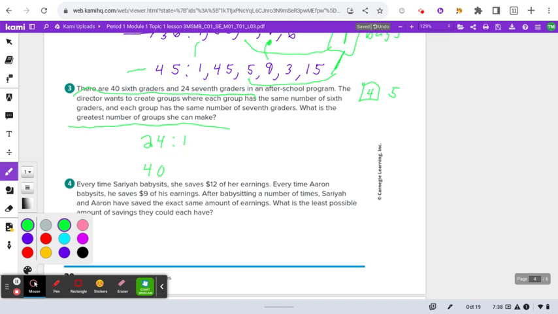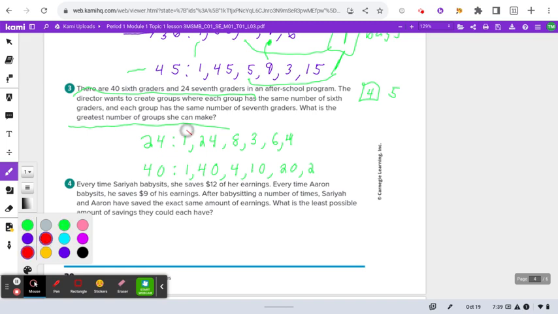So of course I can do 1 times 24. I could do 1 times 40 as well. I could do 8 times 3. I could do 4 times 10. I can do 6 times 4. I can do 20 times 2. And then I can look for these greatest common factors or all the common factors.